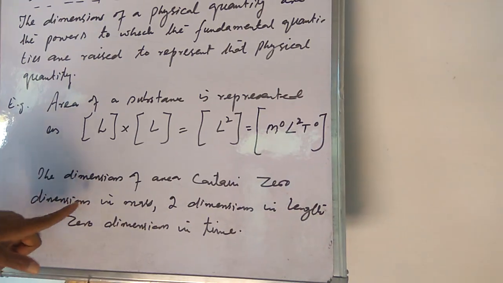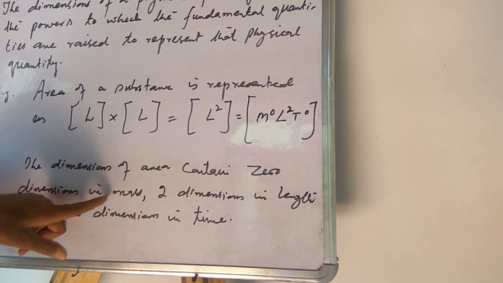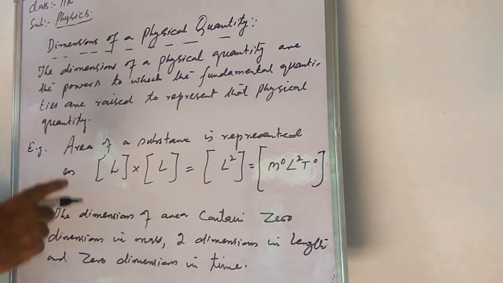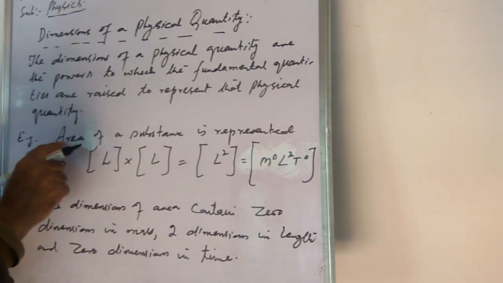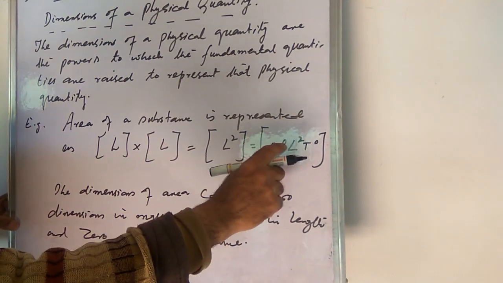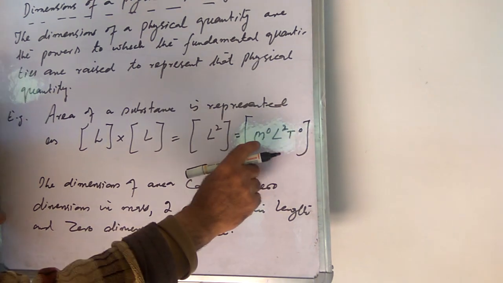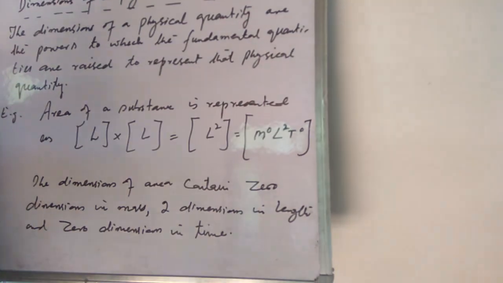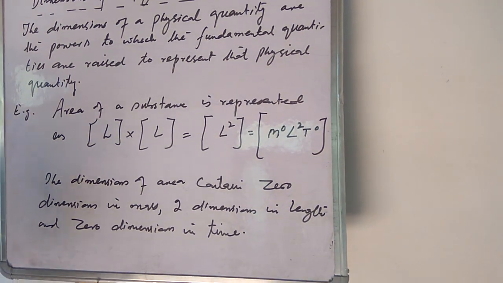So the dimensions of the area are represented as 0 in mass, 2 dimensions in length, and 0 dimensions in time. This is the dimension of the physical quantity. That means dimensions of a physical quantity are the powers to which the fundamental quantities, that is the mass, length, and time, are raised to represent that physical quantity. This gives us the dimension of the physical quantity.